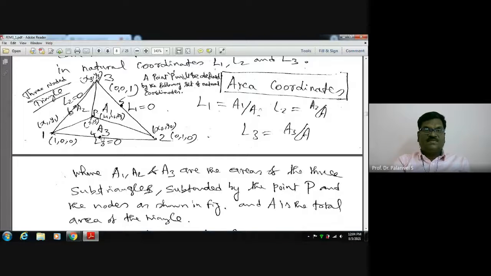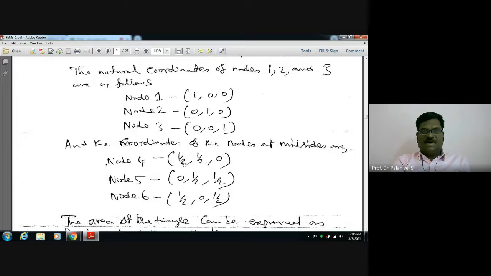So what are the coordinates of this node? How do we get coordinates for this node? Just move this point P to the 4th node. What will happen? The triangle will be subdivided equally into 2 halves. If I move P here, A1 becomes A by 2, A2 becomes A by 2, A3 vanishes, right? So L1 will be half, L2 will be half, L3 is 0. In other words, 0.5, 0.5, 0. That's what I have written here.